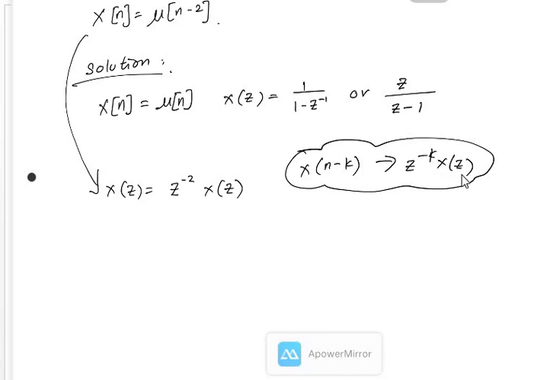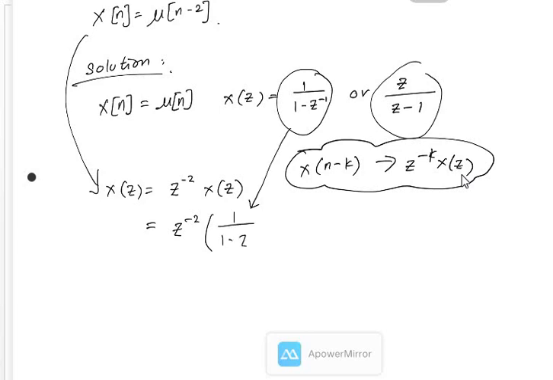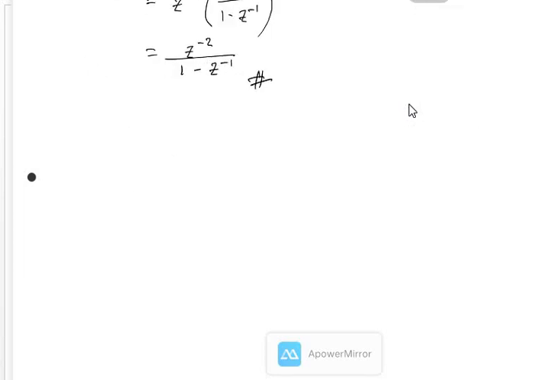Since we have this answer, we can use the first one, z to the power of minus 2, and multiply with X(z). If X(z) is 1 over 1 minus z to the power of minus 1, this will be equivalent to z to the power of minus 2 divided by 1 minus z to the power of minus 1. Then what if we use z over z minus 1? Also, we can get the same answer.